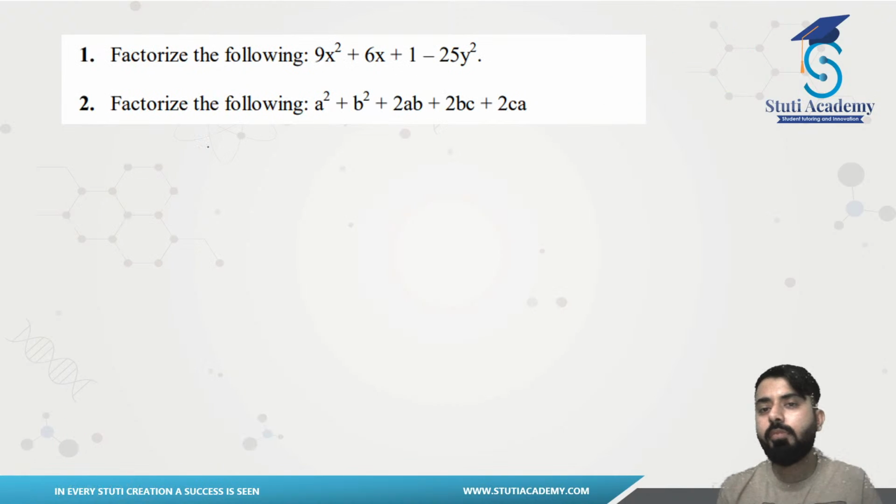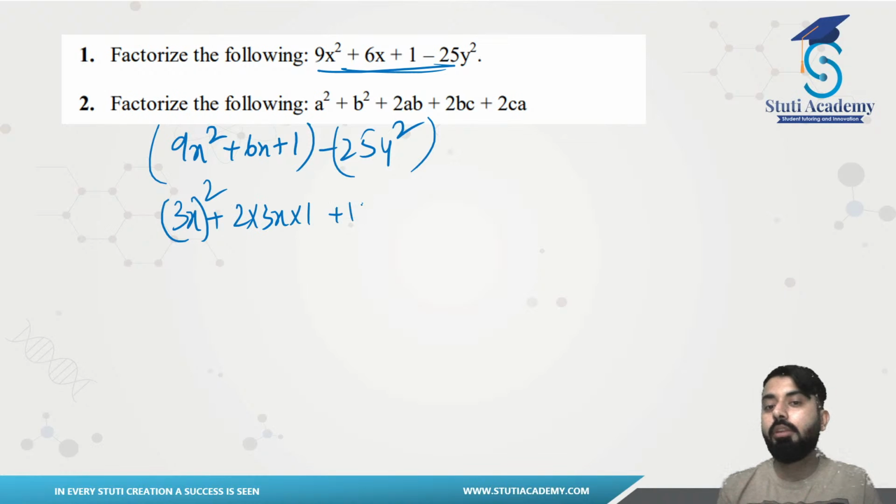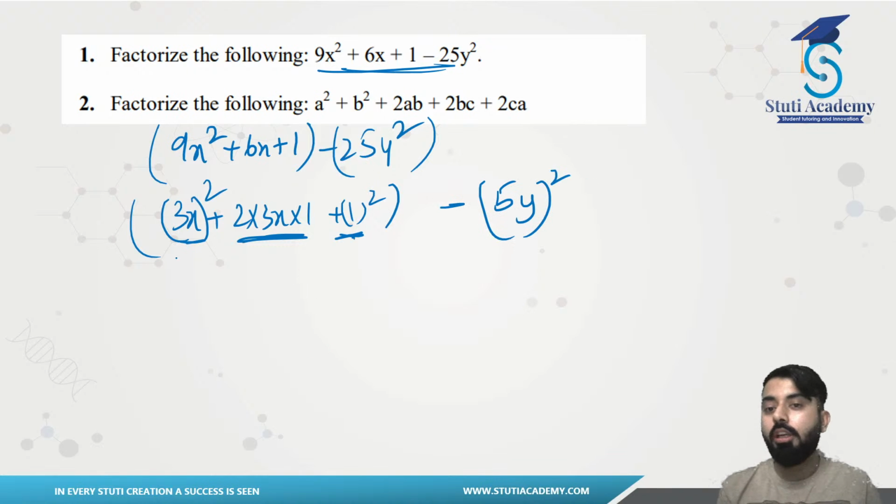So firstly we have to factorize this. Now you can see I have 9x square plus 6x plus 1 and minus 25y square. If I put a bracket over here and a bracket over here, can this be like this? 3x whole square, 2 into 3x into 1, plus 1 whole square. So this will be a square plus 2ab plus b square. And can this be written like this? 5y whole square. So this is a plus b whole square, that means 3x plus 1 whole square, and this is 5y whole square.